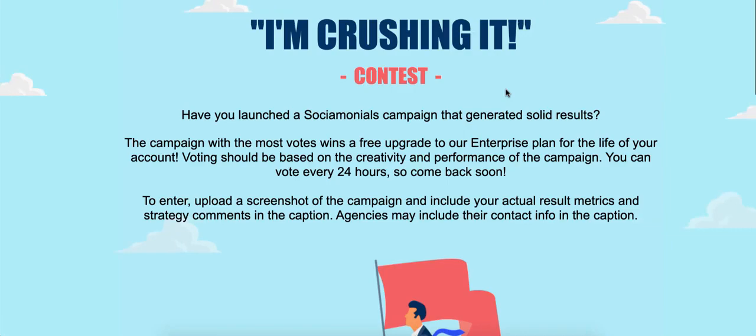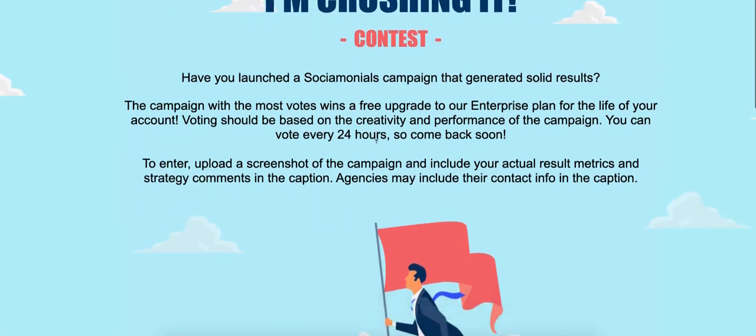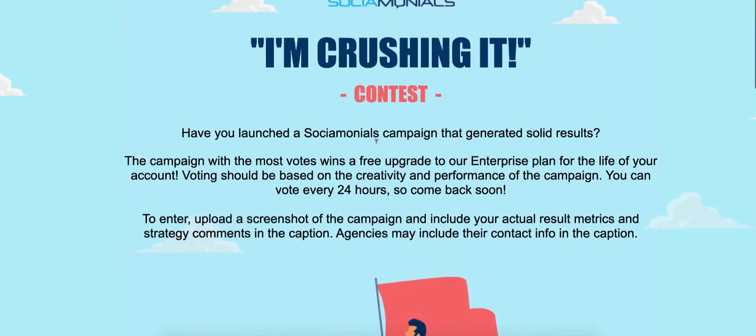So the typical use case for this would be, let's say you have 1,000 people in your MailChimp database, or whatever your email provider is, and you want to invite them all to join your contest. For example, I'm using the I'm Crushing It design contest that Socialmonials is running right now. I would want to send an email to my entire database, and when they click that button to join this campaign, I want all those fields pre-populated with their name, their email address, and everything else I'm asking for.